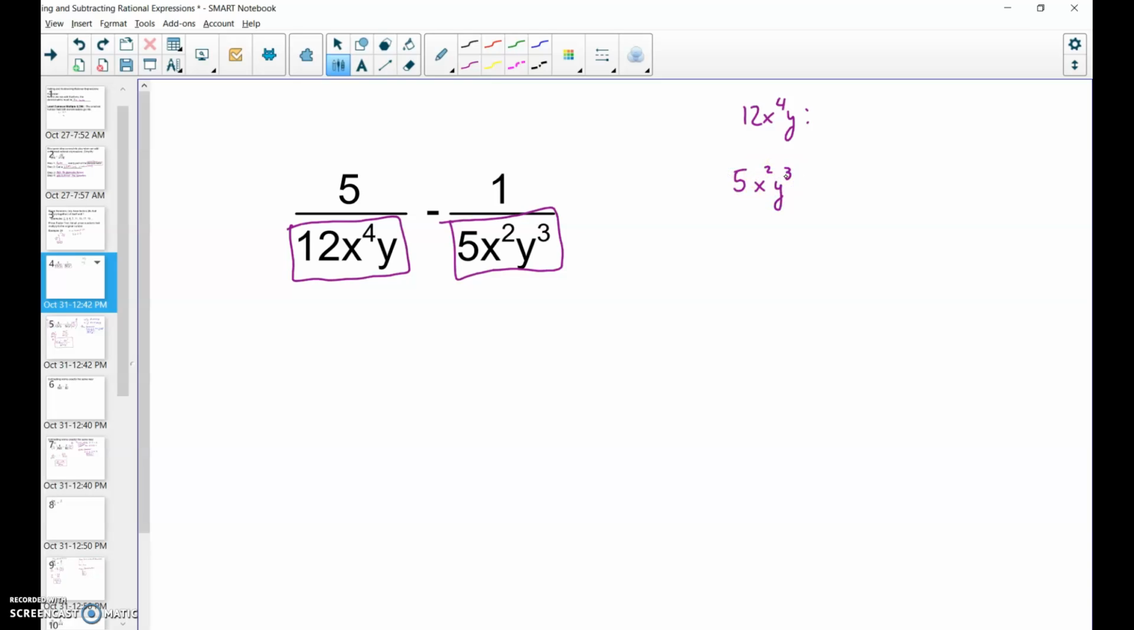And then I'm going to list all of the prime numbers that multiply to 12. Okay, so if you need to do that factor tree, you have 2 times 2 times 3. Those are numbers that multiply to 12. I'm going to list out every single variable individually. So I have x times x times x times x, 4 of them, times y. That takes care of my first denominator.